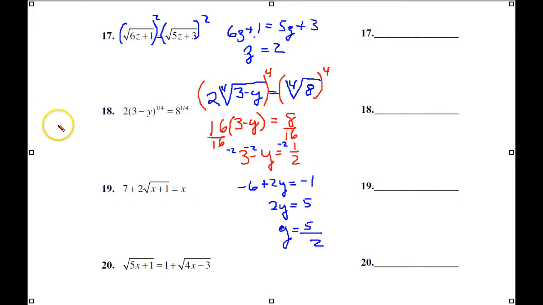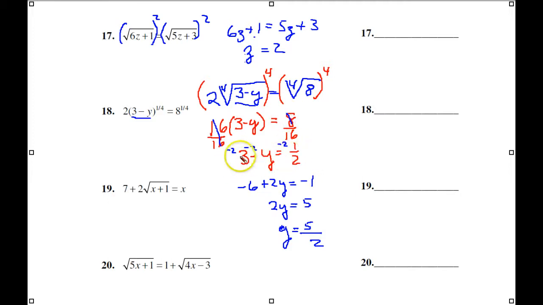Now number 18 is a little more challenging, so I've worked it out to save a little time. Here, this is going to be put into its radical form, and we'll raise this side to the 4th power, and this in its radical form raised to the 4th power. So 2 to the 4th power is 16, and just the radicand, and this becomes 8. But then to help simplify things, and you could do it this way or not, I'm dividing both sides by 16. So this side becomes 1/2.